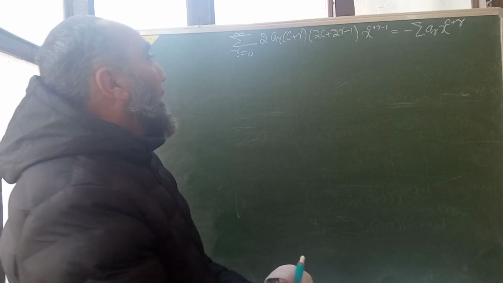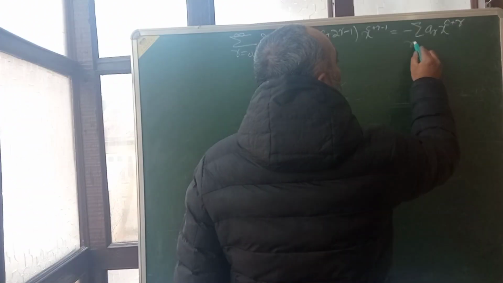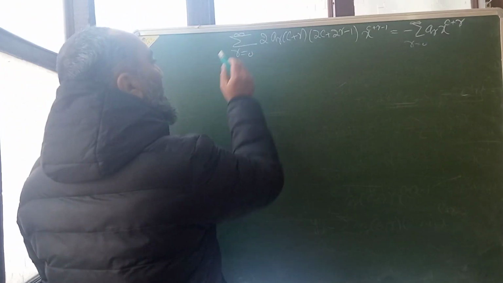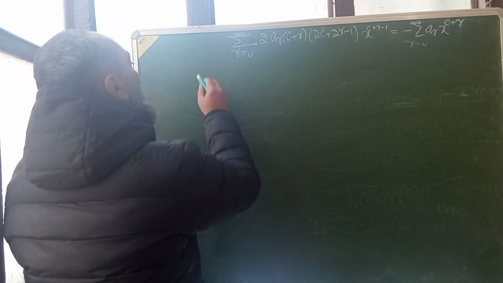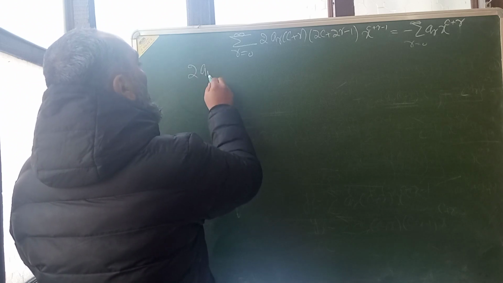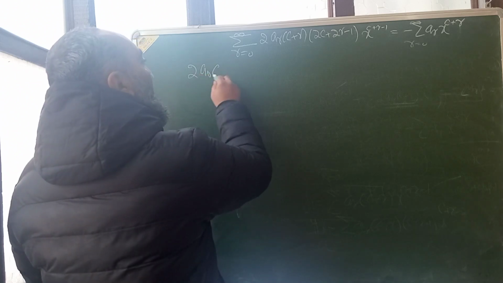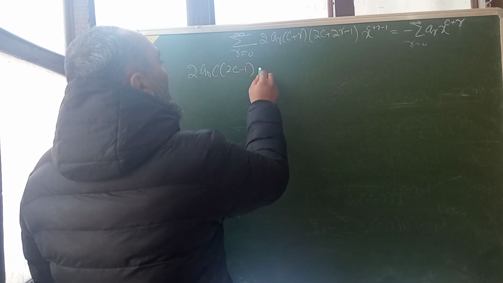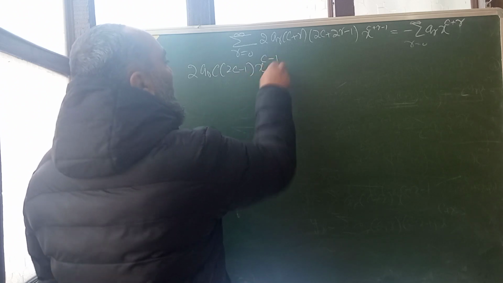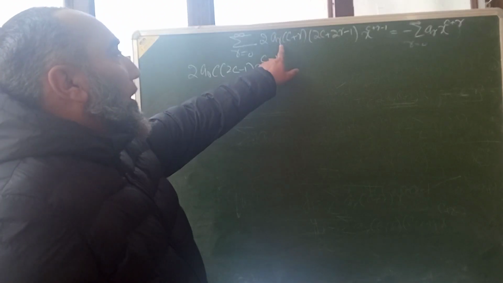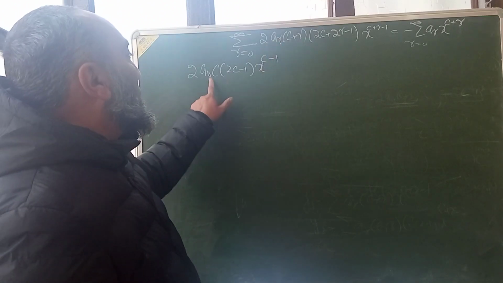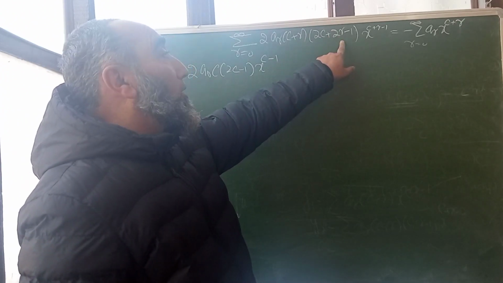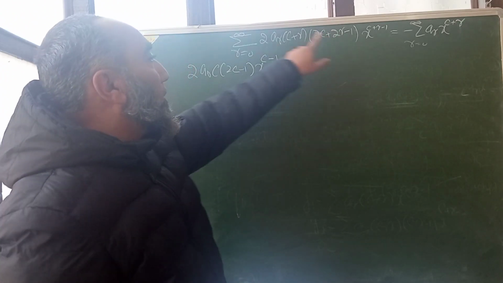Now, my r runs from 0 to infinity. Let me open it. When r is 0, left hand side first. R is 0. This is twice a0, c plus 0 is c, then 2c plus 2 into 0 minus 1, x to the power c minus 1. R is 0, 2a0, c plus 0 is c, then 2c, 2r is 0, 2c minus 1. X to the power c minus 1.